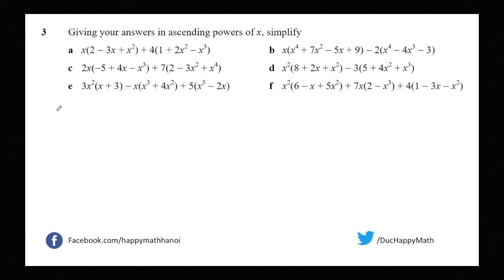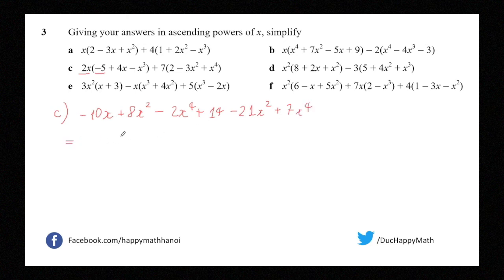Continue with question C. 2x times minus 5 means minus 10x. 2x times 4 is 8x squared, and minus 2x to the 4 plus 6, 14 minus 21x squared and plus 7x to the 4.